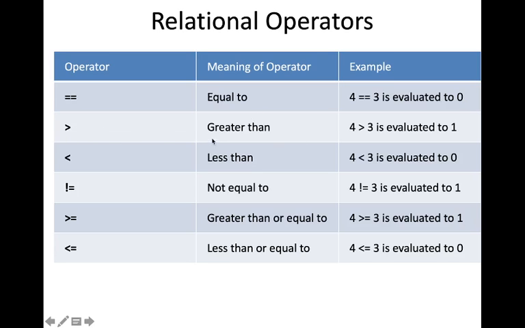Greater than. You know the greater than symbol. 4 greater than 3 will be evaluated to 1 because 4 is greater than 3. Then less than. 4 less than 3 will be evaluated to 0 because it is false. Then for not equal to, you have to use the exclamation mark and equal to symbol. 4 not equal to 3 is true because both are not equal. Then greater than or equal to, you have to use the greater than and equal to symbol. Then less than or equal to. 4 greater than or equal to 3 is true and it will be evaluated to 1, and 4 less than or equal to 3 will be evaluated to 0.